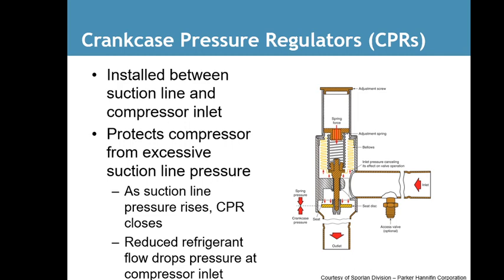Crankcase pressure regulator installed between the suction line and the evaporator of the compressor inlet. Protects compressor from excess suction line pressure. As suction line pressure rises, this valve closes. Reduced refrigerant flow drops the pressure at the compressor inlet.